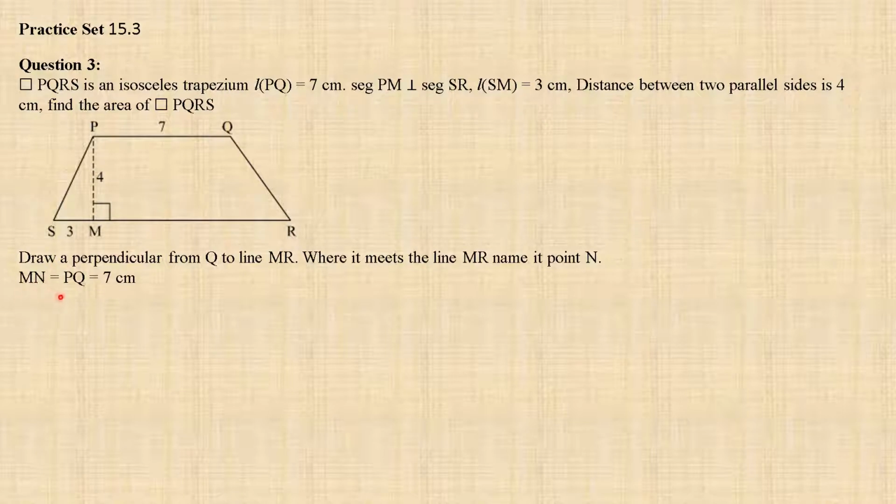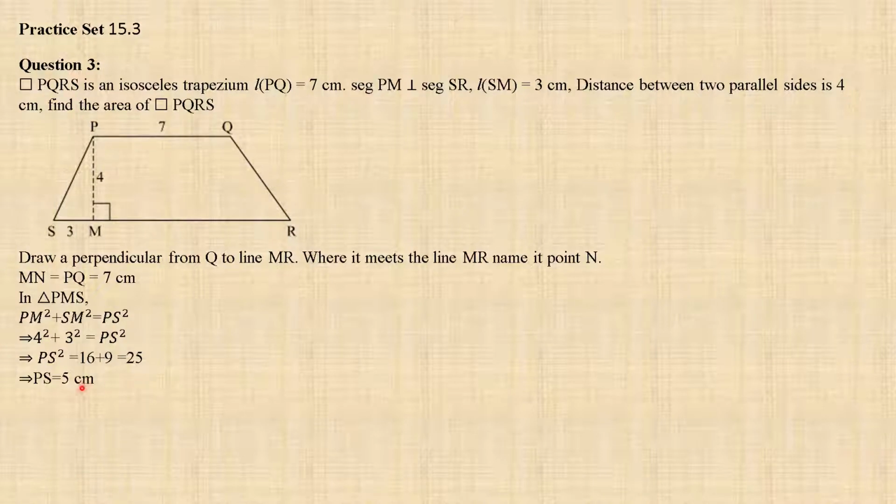So MN and PQ will be equal to 7 centimeters. Now if you see in triangle PMS, we'll use Pythagoras theorem since PM is perpendicular to SR. So by Pythagoras theorem, we have PM square plus SM square is equal to PS square. Substituting the values of PM and SM, we get 4 square plus 3 square is equal to PS square. So as we know, 4 square is 16 and 3 square is 9, and 16 plus 9 will give you 25. Taking the square root, we get PS is equal to 5 centimeters.